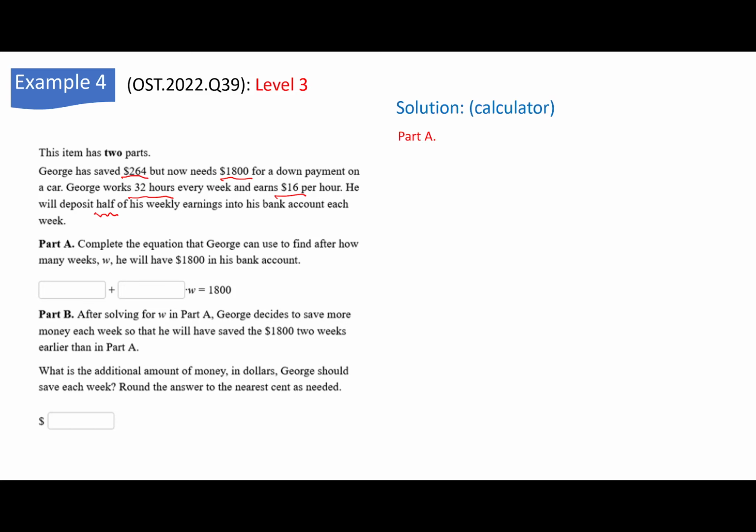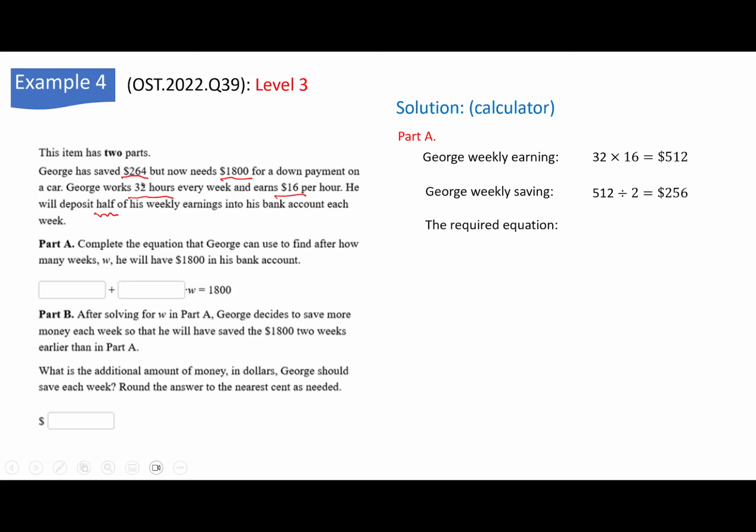So let's see, part A. What is George's weekly earning? Obviously, 32 times 16. But he's not saving all of it, he's saving only half of it. George's weekly saving, 256. Now, the required equation. This is a fixed amount that he's starting with, and this is how much every week. Every week, 256 times W is equal to 1,800.